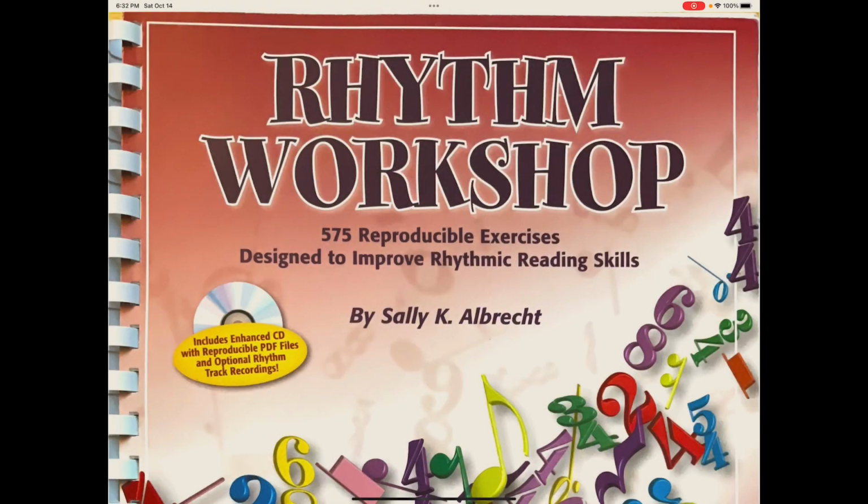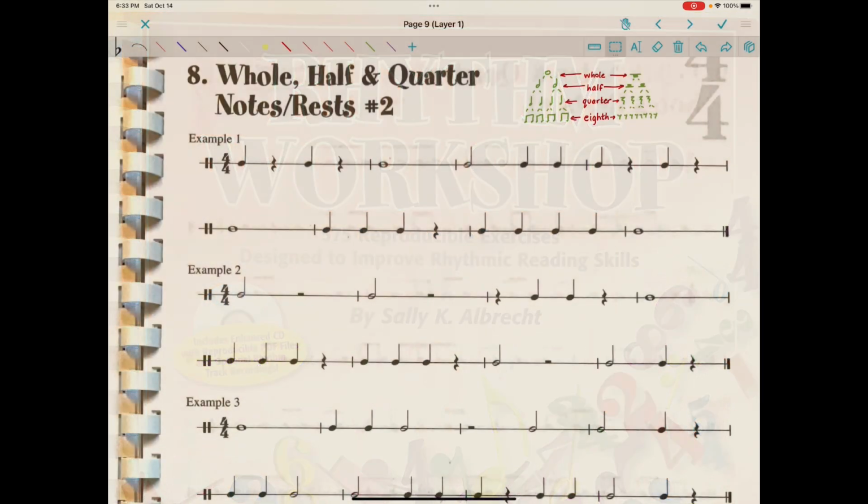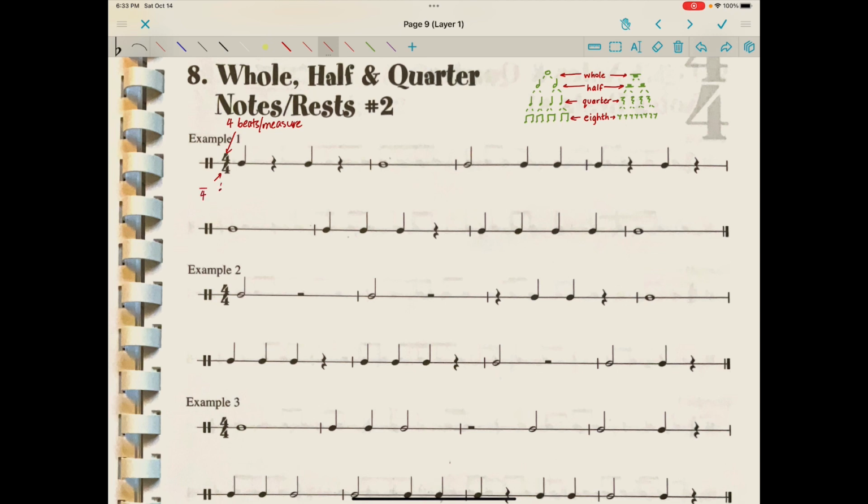Returning to Rhythm Workshop by Sally K. Albrecht, beginning with exercise 8 in the 4-4 section of the book. Looking at example 1, we'll look at our time signature, 4-4 time. The top number of the time signature tells us how many beats there are in a measure, in this case, 4 beats per measure. And the bottom number tells us what kind of note value will be our beat or pulse note. In this case, we could think of the 4 as the denominator of a fraction, and that reminds us that a quarter note is going to be equal to 1 beat.